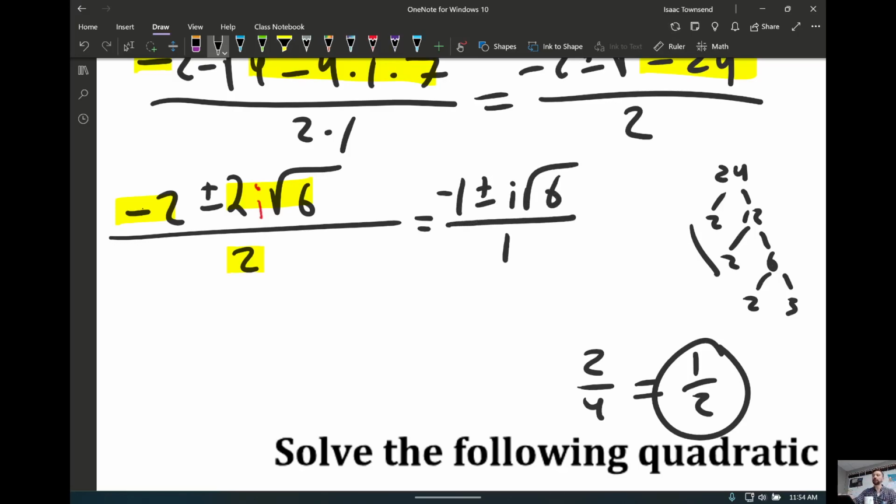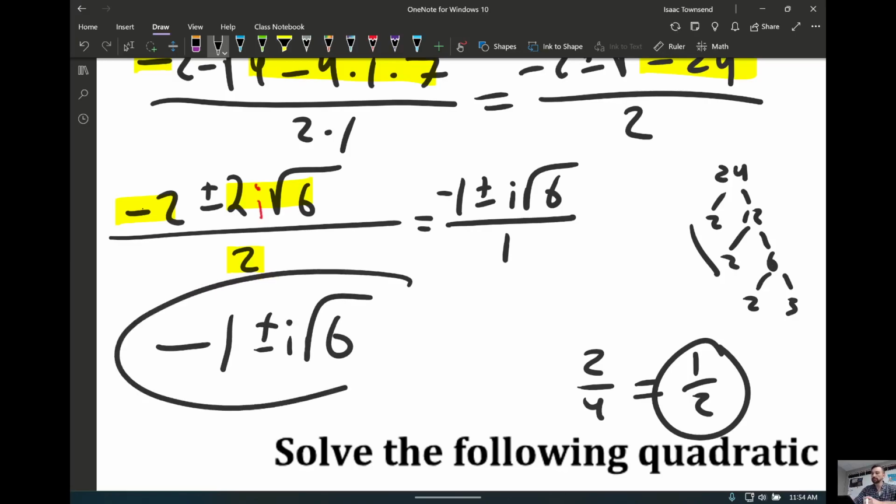So negative 2 divided by 2 would be negative 1. 2 divided by 2 would be 1. And 2i square root of 6 divided in half would be 1i square root of 6. The i square root of 6 is just what it is. And of course, putting it over 1 doesn't really do anything, so I wouldn't leave that as part of my answer.